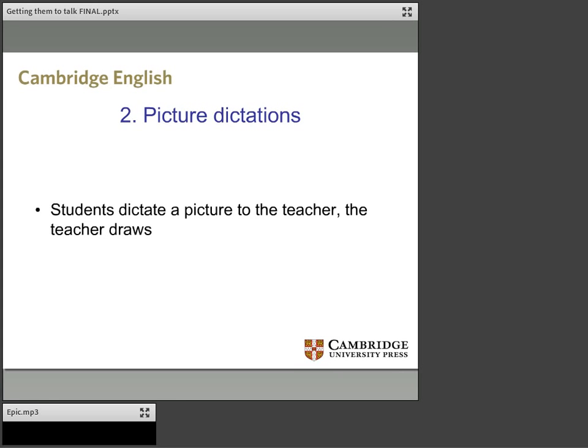Picture dictations: students dictate a picture to the teacher, who draws, or in pairs, students dictate pictures to each other, and they draw according to each other's instructions, taking turns to tell each other what to draw.